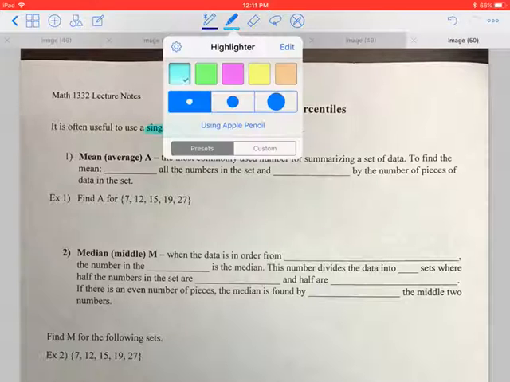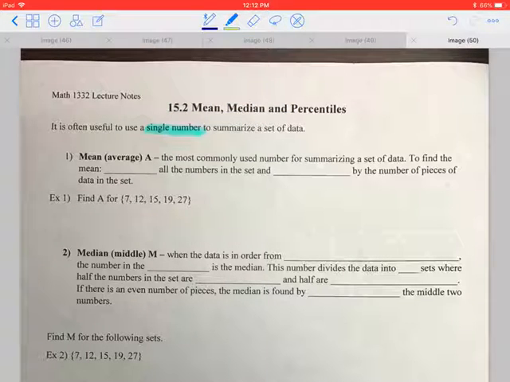So the most common single number that we see is an average. The average is actually called the mean, and we're going to use the letter A for that. And it's the most commonly used number for summarizing a set of data. So if we want to find the average, we add all the numbers and then divide by the number of pieces.